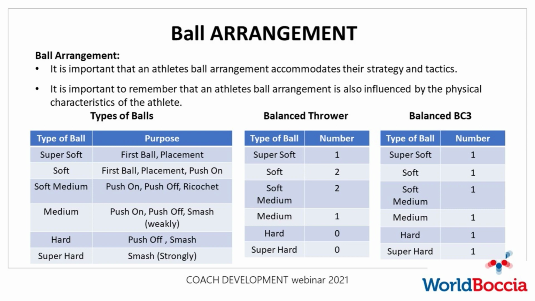And if we look to what we'd call a balanced BC3 ball arrangement, one ball of each type. So again, this gives them a range to be able to play each different kind of shot. But again, ball arrangement is a very individual aspect to boccia, and it's very much based off the individual's physical profile and the tactics they're looking to implement.